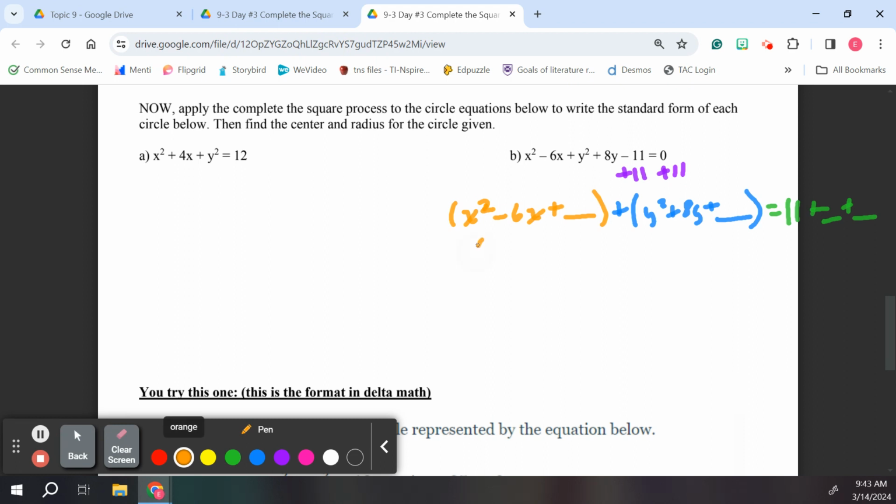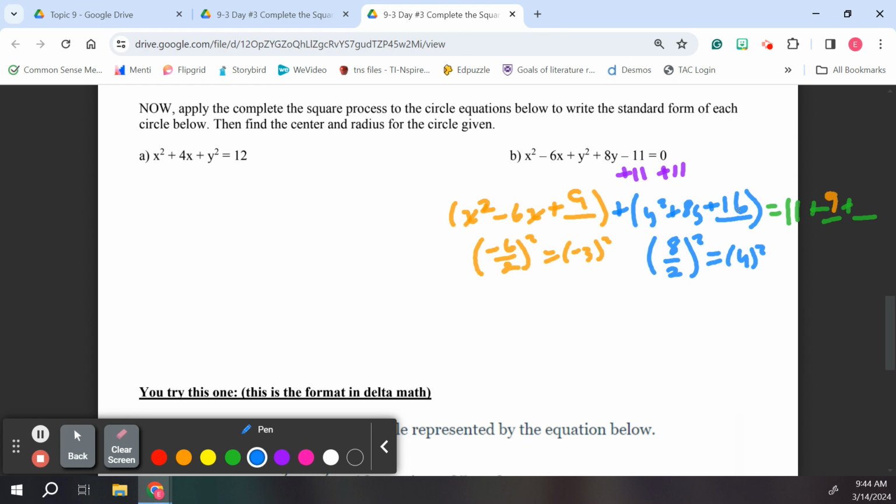So now we complete the square. This will be negative 6 over 2 squared, which leaves me with negative 3 squared, which is 9. So I'm adding 9 to both sides. And then for my y's, I'm going to have 8 divided by 2 squared, which leaves me with 4 squared, which leaves me with 16.